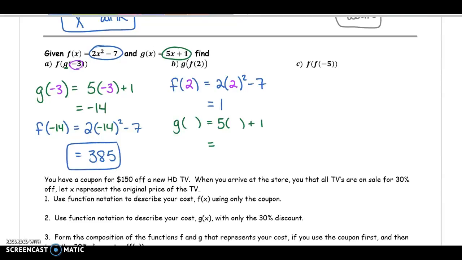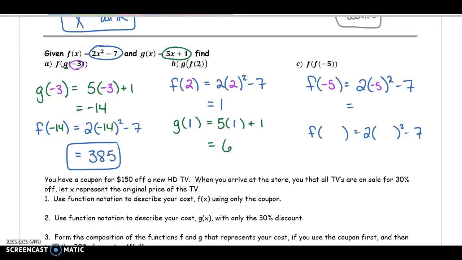Okay, so this time we're plugging it into the f function first, because if you look at the original problem, it says g of f of 2. Start in the middle, take the 2, plug it into the f function. We get 1 as our answer. You then plug that 1 into the g function and end up getting 6 as your final answer.